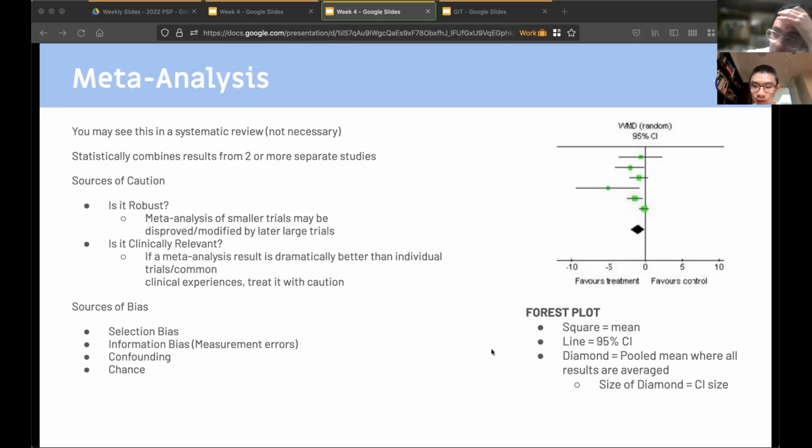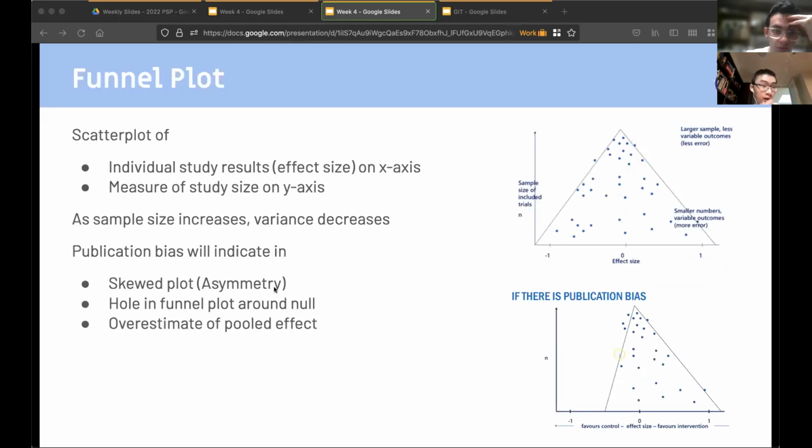The funnel plot is the plot that plots individual study results on the x-axis, so either favoring or not favoring treatment. Then you've got a measure of study size on the y-axis. The idea behind it is that with a larger sample, there's less variability, so you've got more around the center, while those studies with smaller populations generally have more error, and as a result, there's greater variability on either side. So normally you'd get a lot of studies around the center of where the true value lies, and then you've got your outliers on either side.